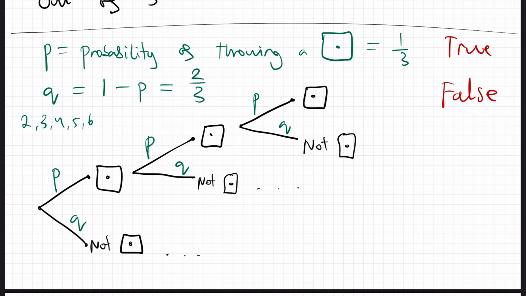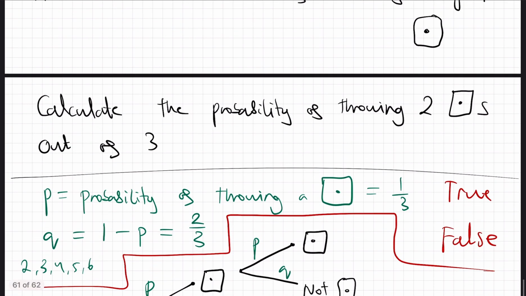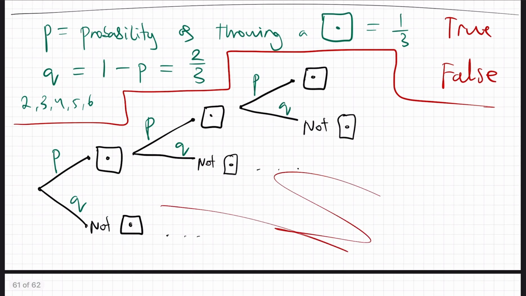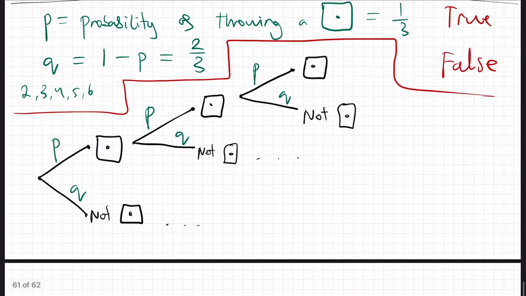Hopefully it's not too confusing. I'll just rule this off. Okay, so here's our tree diagram, and this is meant to represent our possibilities. So you see we've got 3 throws if you extend out this tree diagram, and we want to calculate the probability of throwing 2 1s.